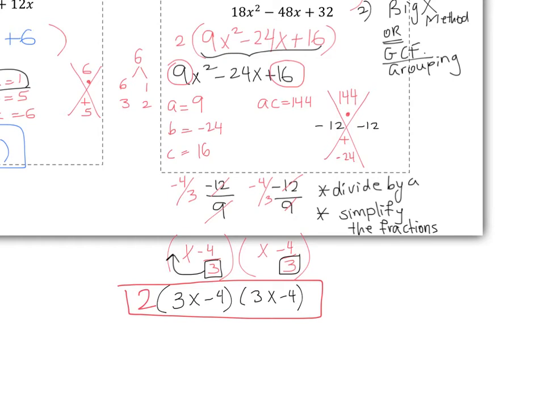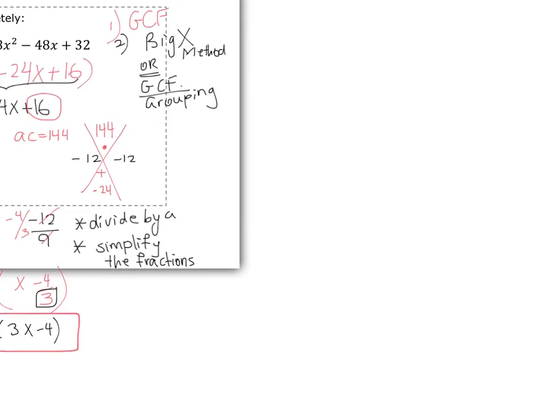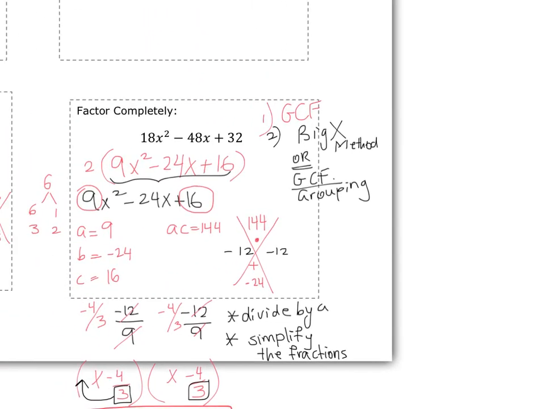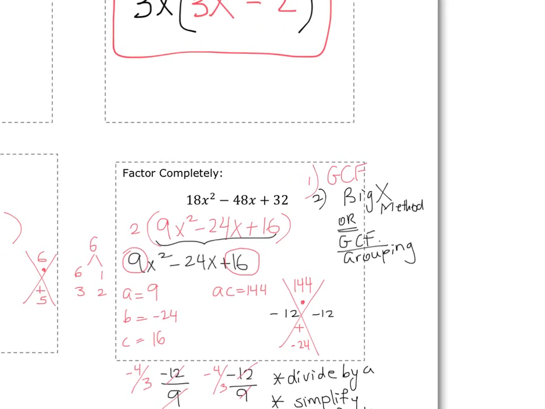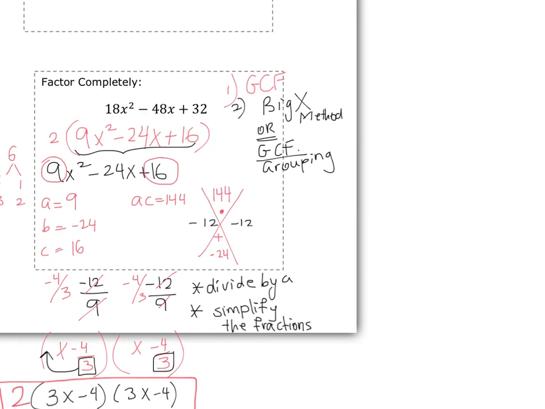Now what I'm going to do is I'm going to move this to the side and try to do the grouping method. So let me just go over the steps again with you that you need to start with. You always multiply A and C and you get 144. So you need to think of two numbers that would multiply to give you 144 and add to give you negative 24. And you found that these two numbers are negative 12 and negative 12. So write down the quadratic equation on the side.